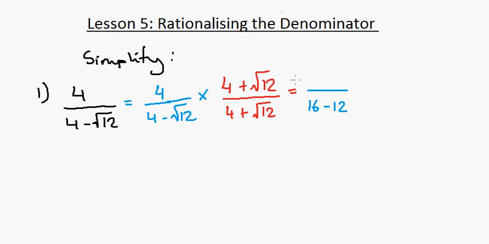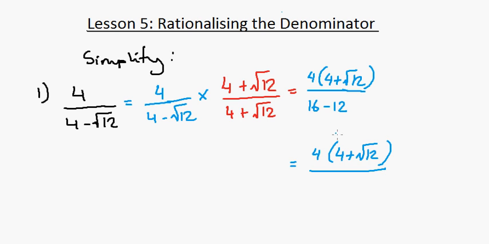Now we have 4 lots of 4 plus root 12. So that's 4 times 4, and if we can simplify this, I just worked it out, we can do 4 plus 4 root 12, and because we are amazing at cancelling out, 4 plus 4 root 12, and 16 minus 12 is 4, so we can simplify this, and we are amazing, and the final answer is 4 plus root 12.